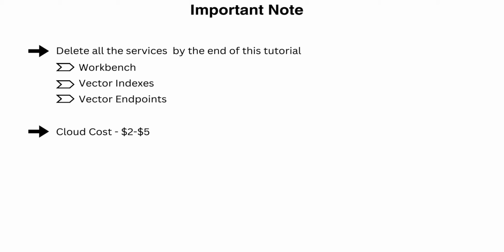A couple of important points before we jump into the coding bit. By the end of this video, you must make sure that you've deleted all the services that you've created to ensure you don't incur any additional costs. And if you only perform the activities that I'm demonstrating in this tutorial, then you'd spend $2 to $5 at the most. So a Google GCP trial account is good enough for this tutorial.